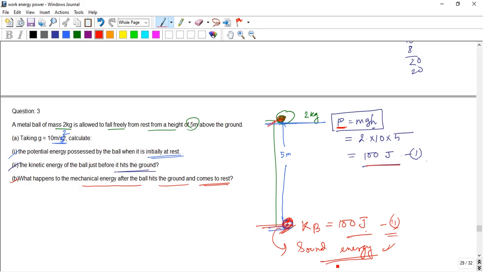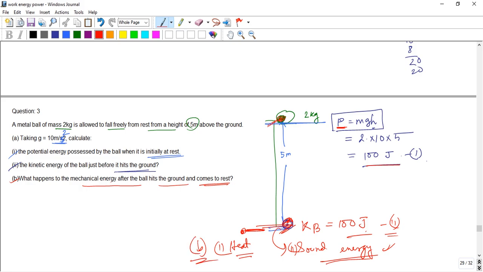So the first conversion is to sound energy, and another conversion is to heat energy. If a stone hits the ground or any other object, there is friction, and that friction produces heat. So there are two types of energy: one is heat energy, another is sound energy. That's the part B answer.